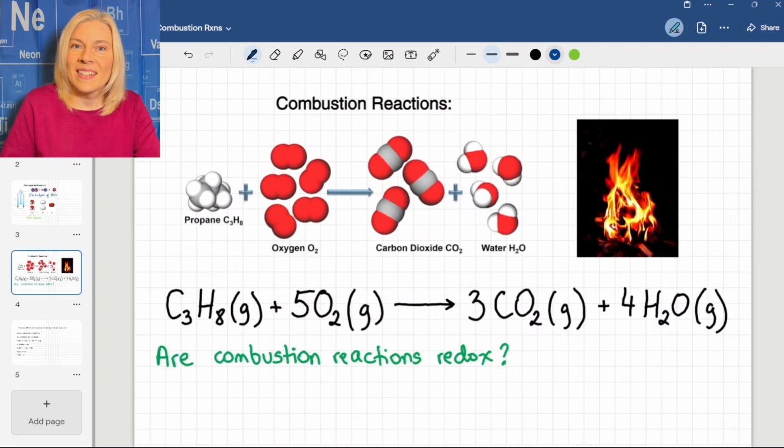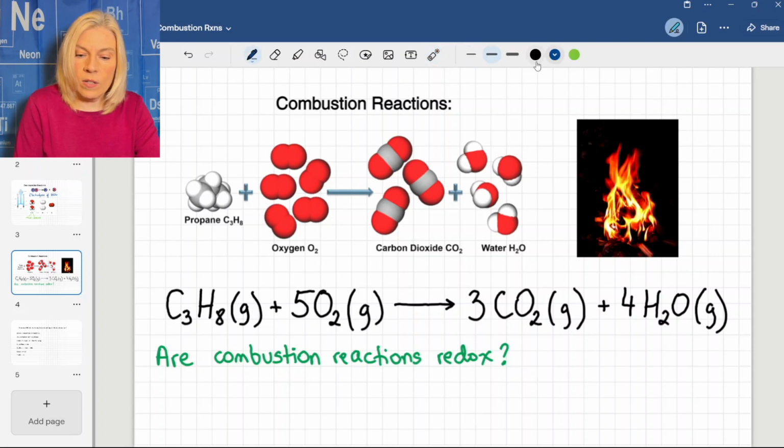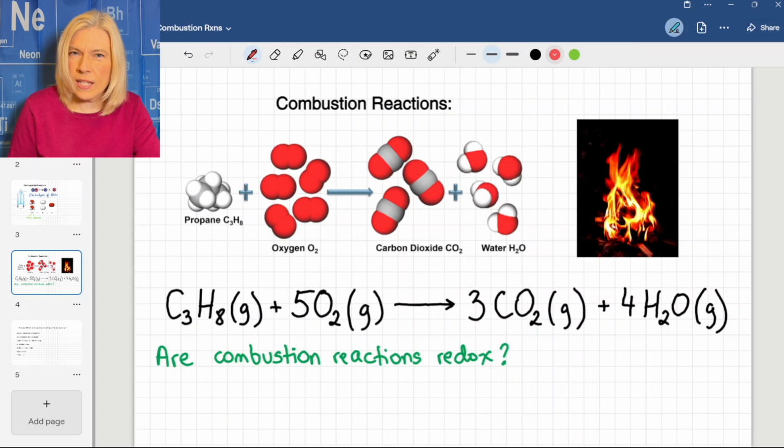Let's keep going. So now we're going to go to combustion reactions. So how do you recognize combustion reactions? Do you remember? You have a carbon-containing compound. Let's go here. It's our propane, carbon-containing compound, reacting with oxygen to form carbon dioxide gas and water. And here is a picture you can produce as fire. We have a balanced chemical reaction. Here it is. And the question is, are combustion reactions redox? And, well, what do you think? Are combustion reactions redox? How do you recognize it?